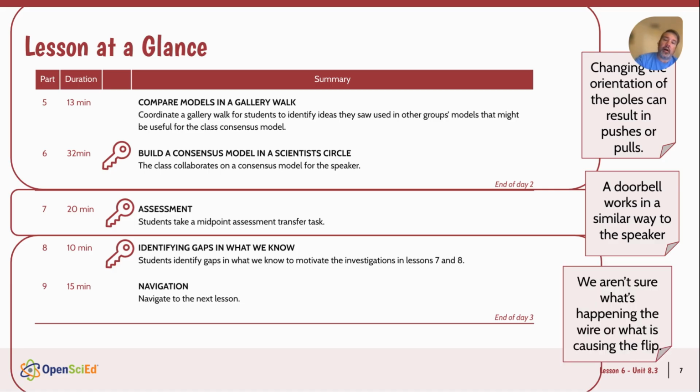And so in that last chunk on day 3, we are puzzling over what's happening with the wire. We think maybe something is in there because we know that the poles or the magnetic field has to flip somehow. And so we're really unsure how that's happening. So it's going to lead us into our next lesson.